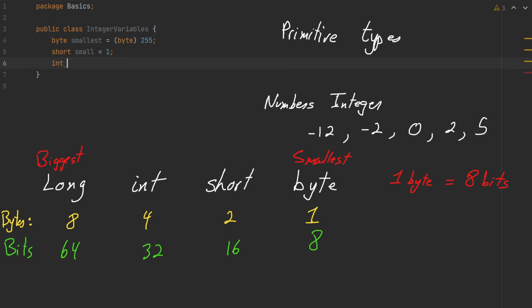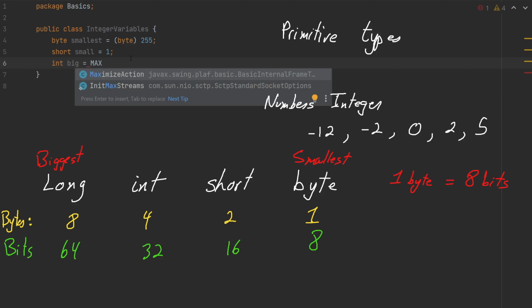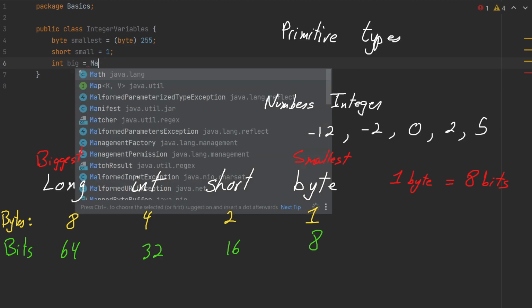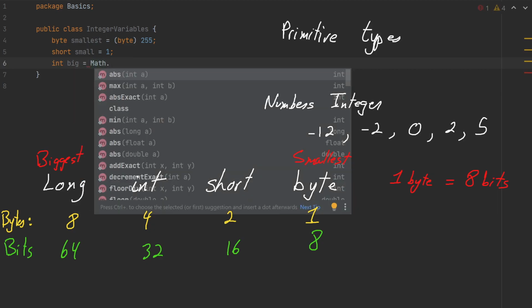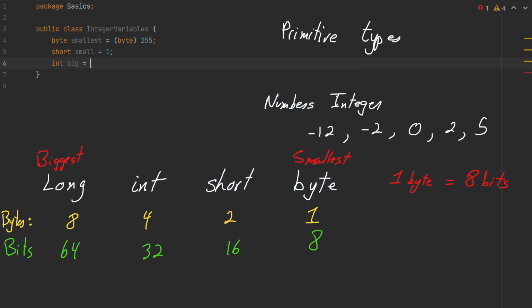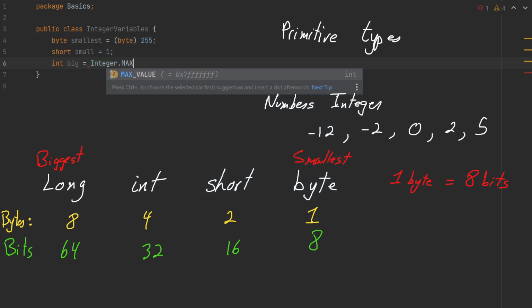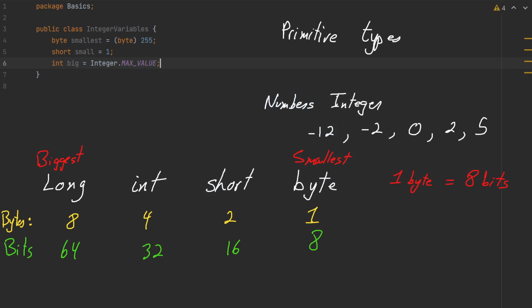Then we also have integers. Let's say this is big. This is a 32-bit size, so it contains 4 bytes. Now we could go bigger numbers. I don't remember the maximum size. You could actually do this thing called a constant by doing Math dot maximum. Nope. Integer, there we go. Max value. So this is a constant.